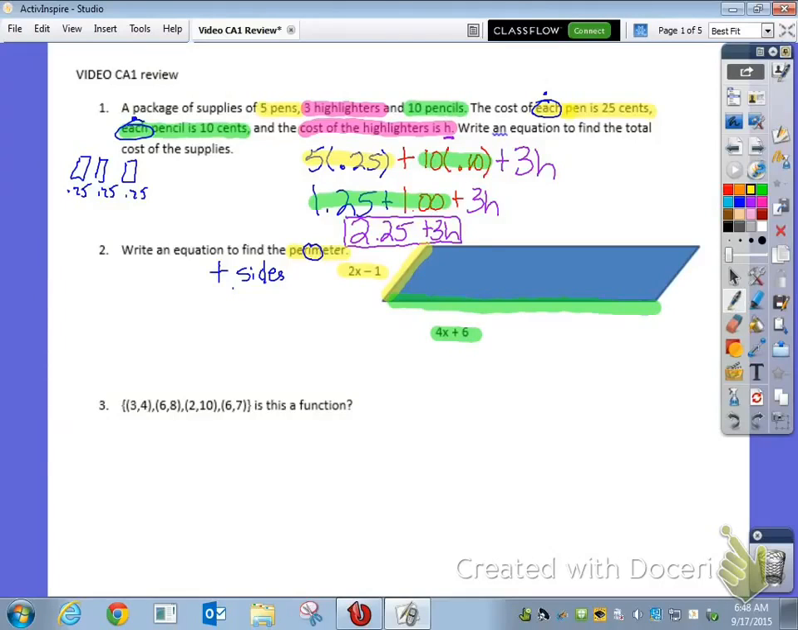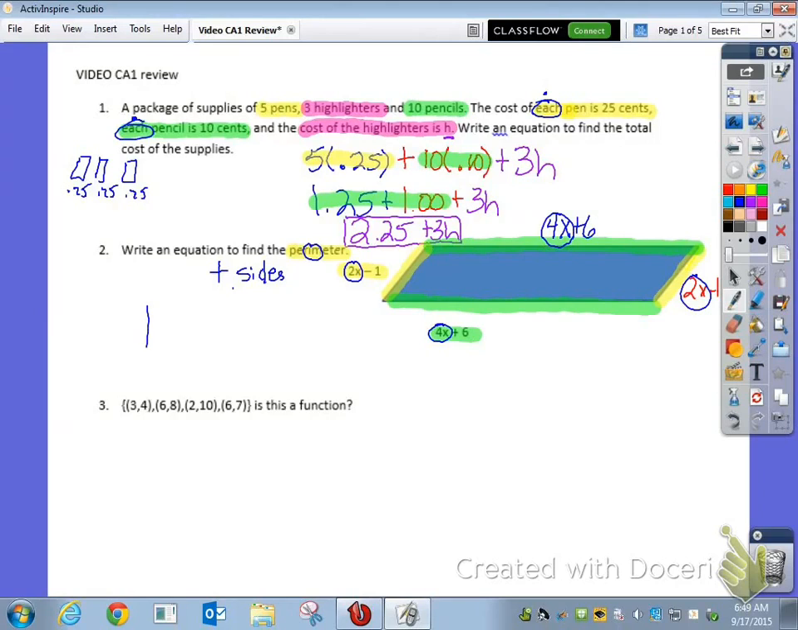On the right side, notice this side is the same. Okay. It is the same as my left. And so I am also going to put 2x minus 1 on the left. And then the top is the same as the bottom. So I'm going to write 4x plus 6. Okay? Now, since I'm adding the sides, I want to see which terms are the same. 2x has an x, 4x has an x, 2x has an x, and 4x has an x. So I can add all those together.